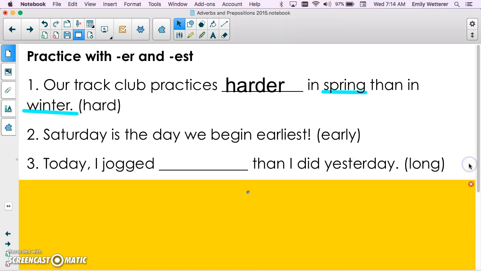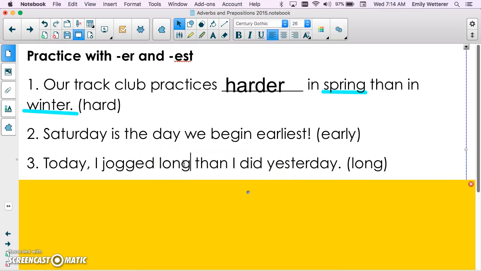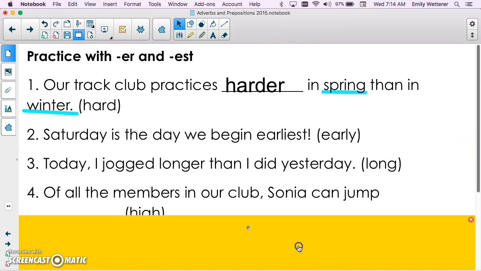What about this one? You try it on your own. Today I jogged blank than I did yesterday. We're comparing an action from today and yesterday. So what would we use? We would use longer. Good. And one more for fun.